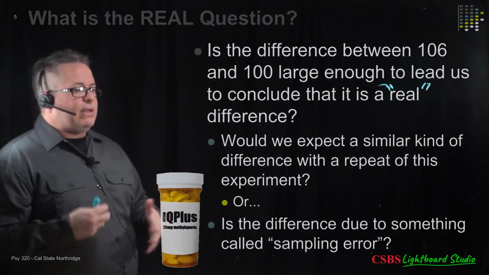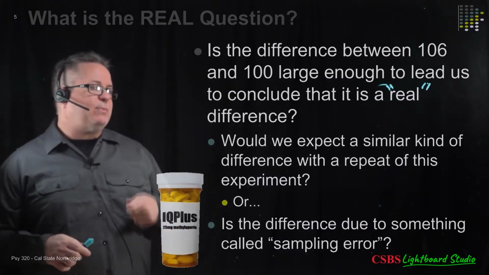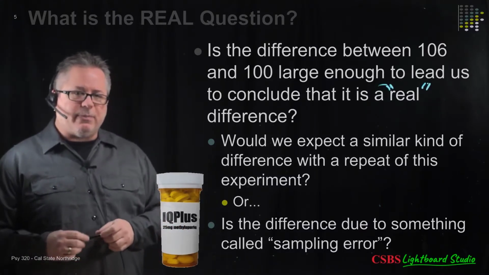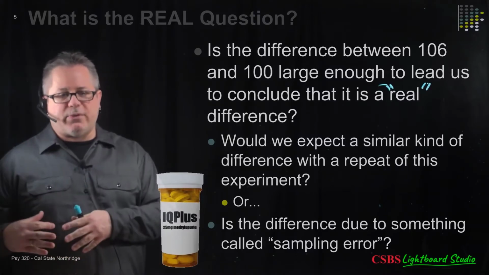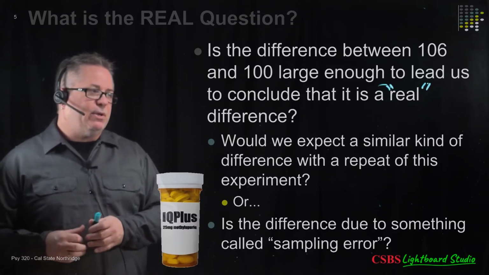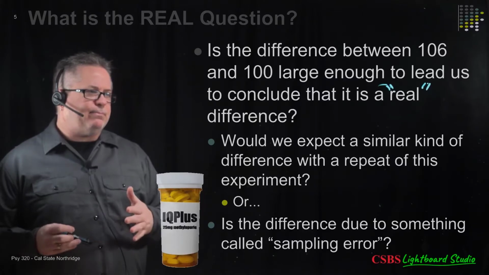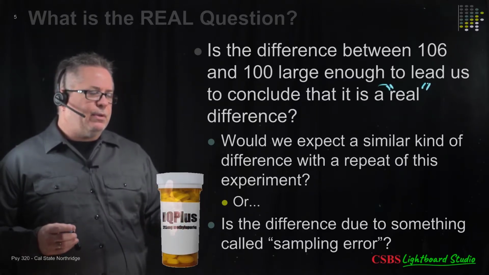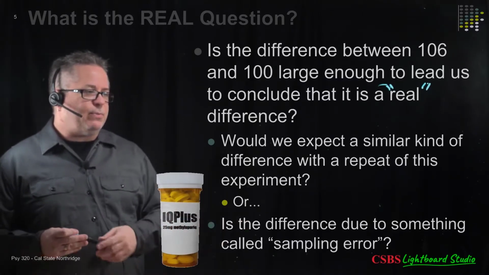So that question can be asked in a couple different ways. Would we expect a similar kind of difference if we repeated this experiment? So if I did it again, had a different set of 25 people take the drug for 10 days, would I expect the same increase? Or is the difference due to something called sampling error?